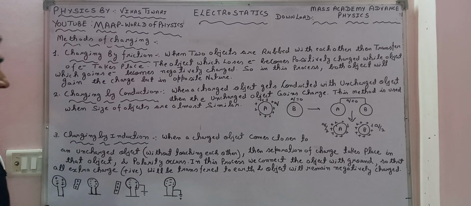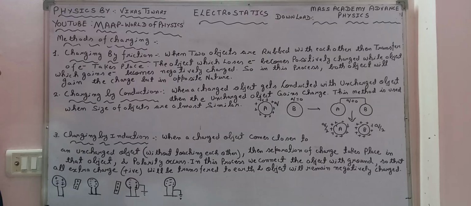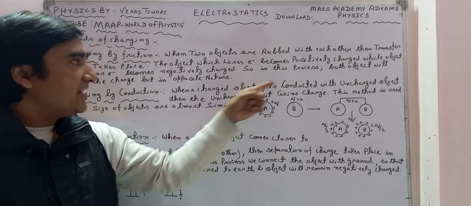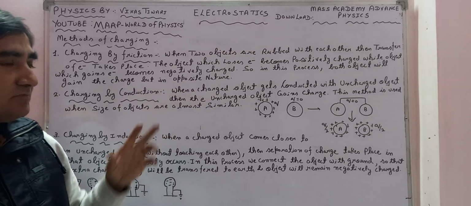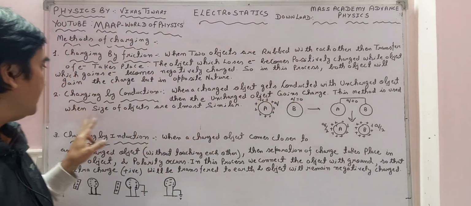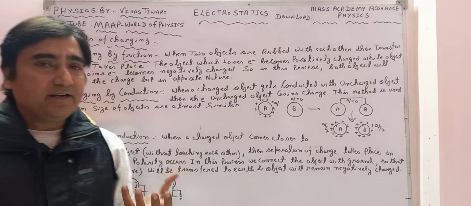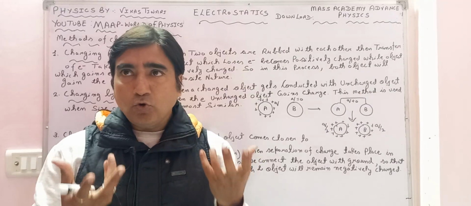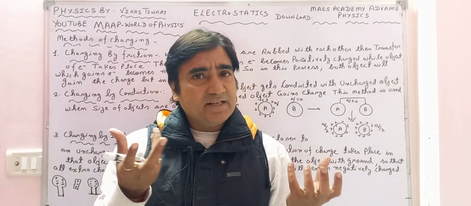Another method of charging is charging by conduction. When a charged object comes in contact with an uncharged object, then the uncharged object gains charge. This method is used when the sizes of the two objects are almost similar. Suppose we are taking two objects, one is uncharged and one is charged.